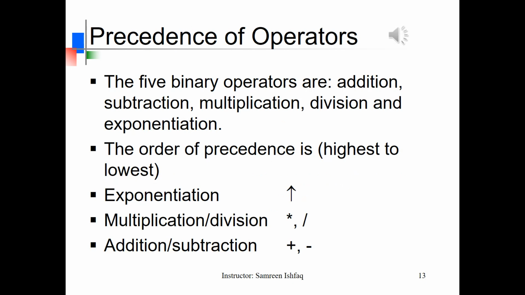Let's recall the precedence of operators. There are five binary operators: addition, subtraction, multiplication, division, and exponentiation. The order of precedence is from highest to lowest. At the highest level, we will solve exponentiation. This sign is used for power, like 2 power 3 or 2 power 8. Then multiplication and division have the same precedence level. This means you can solve these two operators at the same time. And at the lowest level we have addition and subtraction, so we can solve addition and subtraction at the same time.